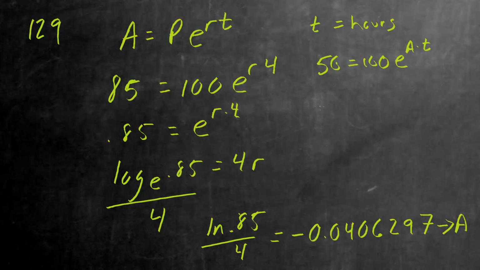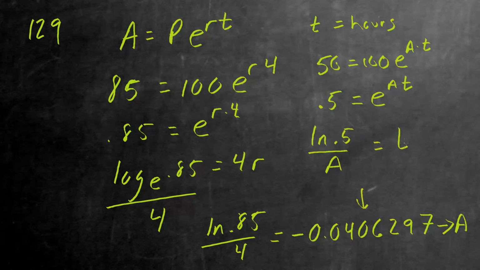Every time we divide over the 100, we're going to get 0.5. So if you wanted to skip right to the 0.5 for half-life, that should make sense. e to the A t. So now we're going to solve very similar to the way we solved over here. The natural log of 0.5 divided by the number A we found there is going to be equal to our time. Good. If we press the buttons correctly, we should get T equals 17.060 hours in this case.